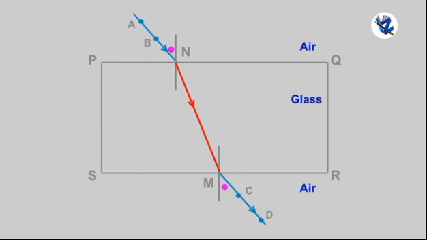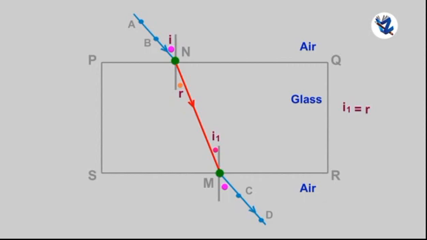The first refraction occurs when the light ray enters the glass from air at N on the side PQ. And the second refraction occurs when light enters air through glass at point M on the side SR. For the first refraction, the angle of incidence is I, and for the second it is I1. The angle of refraction at N is R.